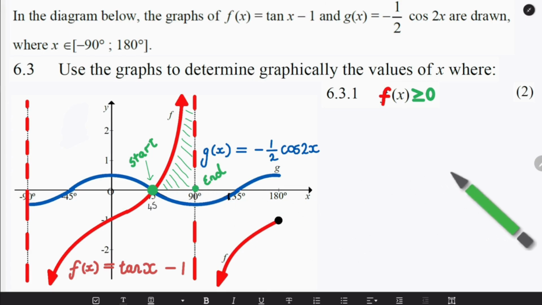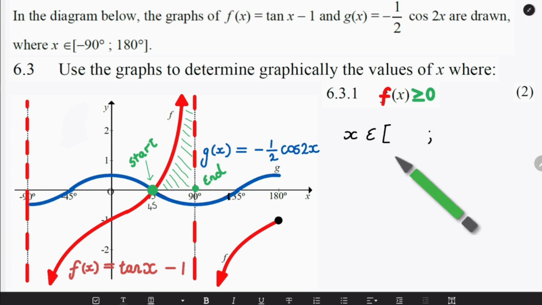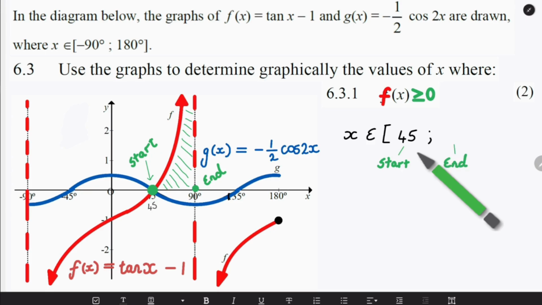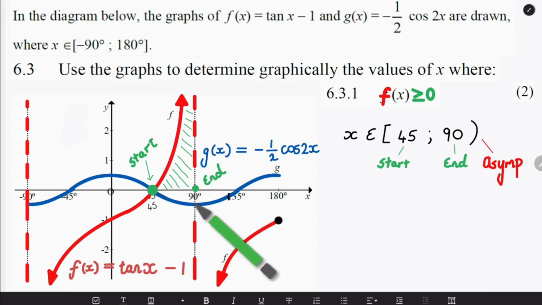Now it's got to be x values, the values of x. So we're going to say x is an element of, and we're going to describe where it starts. It starts over here at 45, and take note of how I'm using a square bracket because there's an equal sign over there. So let's put that 45 in as our starting value, and now our ending value, we can see it ends here at 90, so we just put that in there. Now take note, that is an asymptote. So you've got to put a circular bracket around it because if you look on the graph, that is an asymptote of the tan graph. So you cannot include that 90.